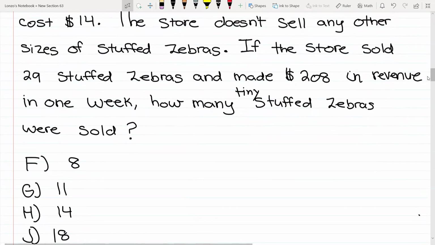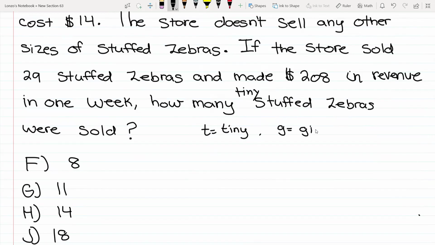The first thing I would do for a system of equations word problem is label your variables. We are dealing with tiny and giant. So maybe we could say T for tiny, or you could do X, it doesn't matter. And then for the giant, you could say G for giant. That's the first part: label your variables. The second part is the difficult part, creating two linear equations from the information they give us.